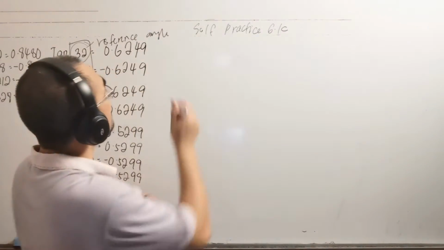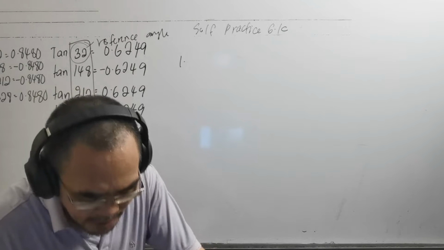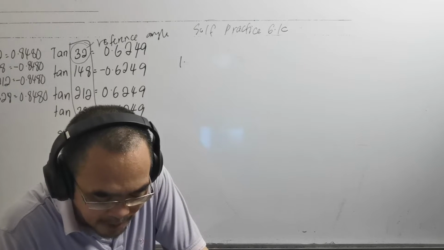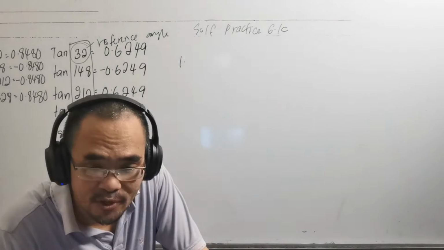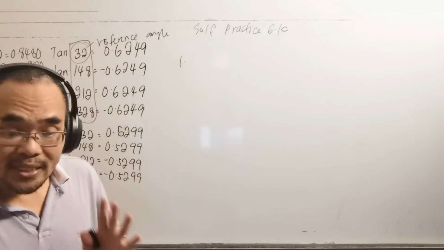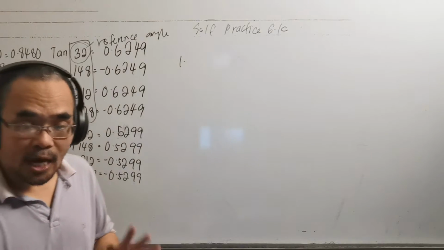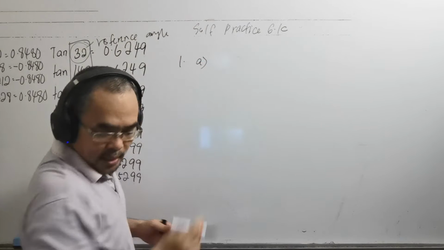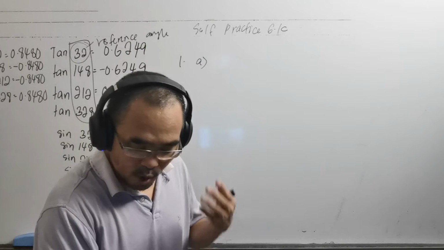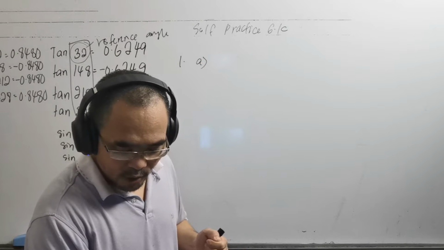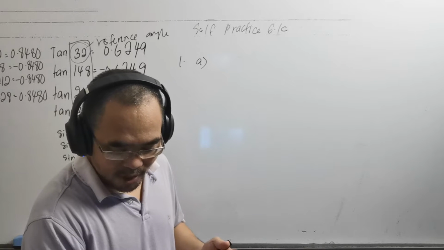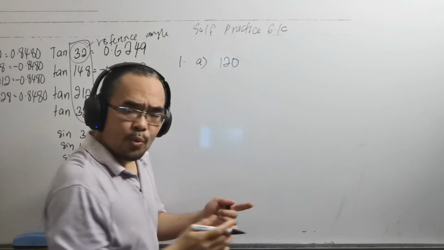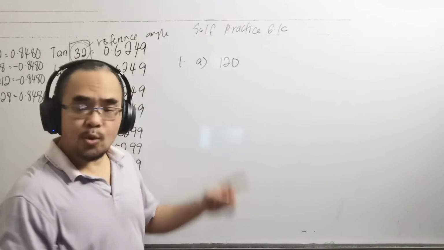Okay, so question number 1 says, determine the values of sine, cosine and tangent for each of the following angles without using a scientific calculator. So this is exactly what we had done before. For example, number 1A: 120 degrees is related to what angle? This is in quadrant 2.